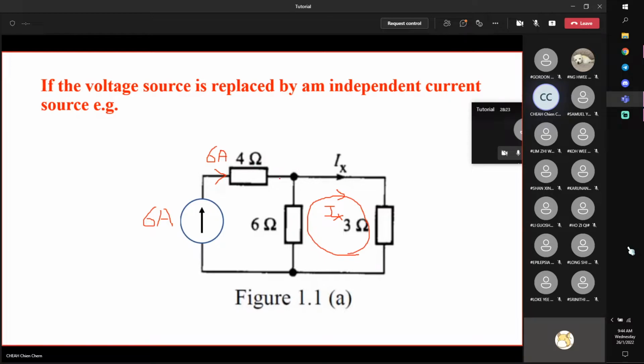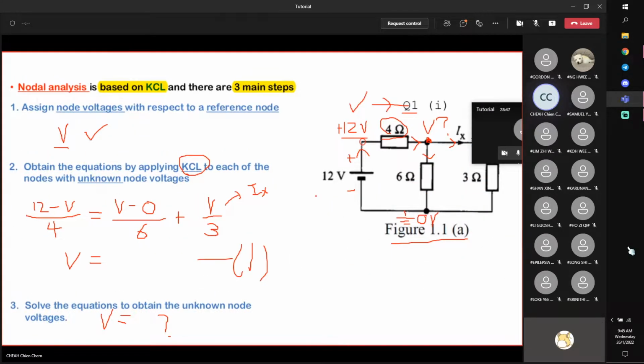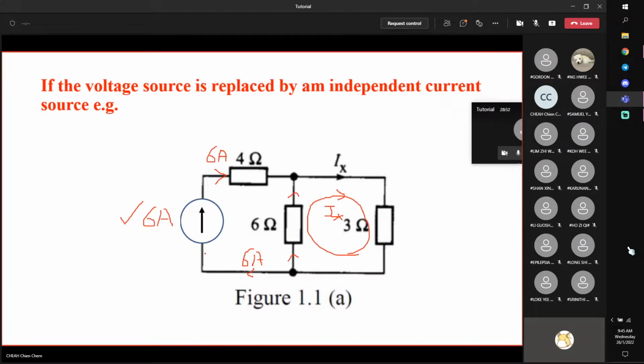This basically means that I will only go one loop and I will be able to write down one equation in terms of IX. I can solve it directly, right? For this current, take note that because this is 6 ampere, this is known. So for mesh analysis, anything with a known current is good. For nodal analysis, anything with a known voltage is good, with respect to the reference. That means that one answer is already provided.